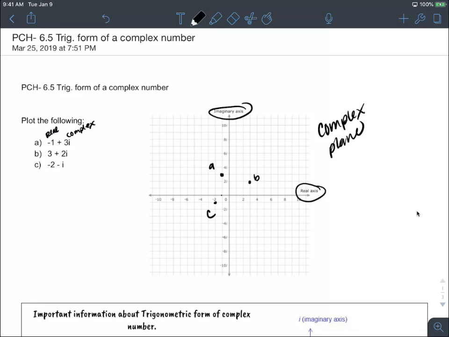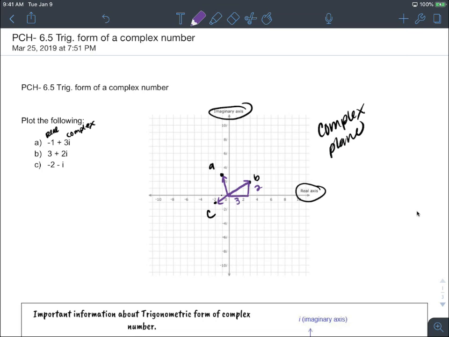All right, so here's the deal, is that we can plot these complex numbers as vectors. So if I start from the center, for B, I'm moving to the right 3 and then up 2. Okay, so the x component is 3, the y component is 2. I could do it for all the rest of these too. We can plot these as vectors if we want.